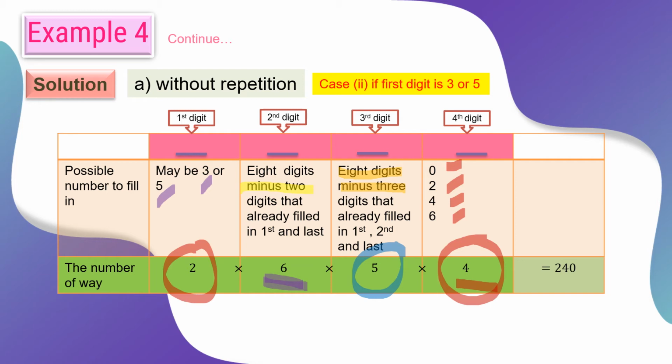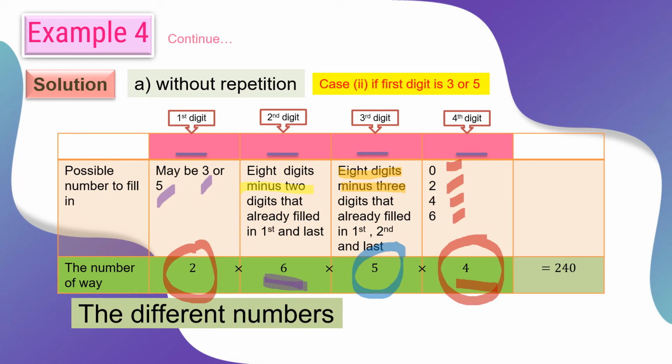2 times 6 times 5 times 4. The answer is 240. Okay, now to calculate, because we have 2 cases here, between cases you must do plus. So therefore you get 180 plus 240. The answer is 420 ways.